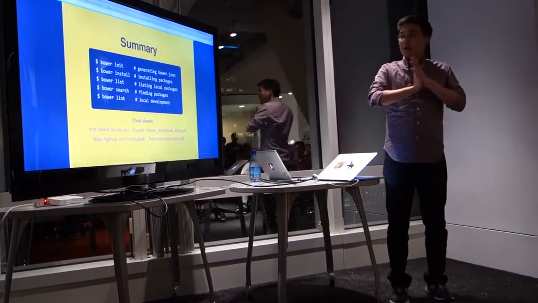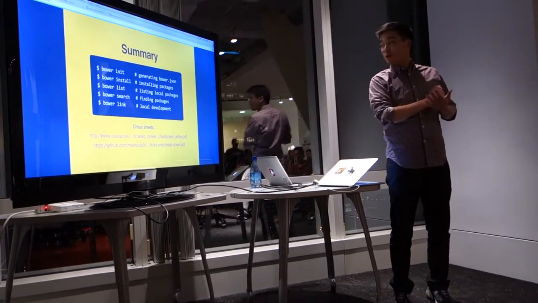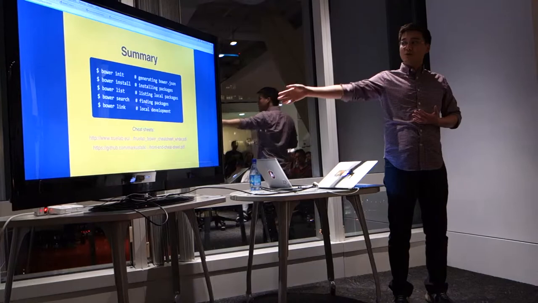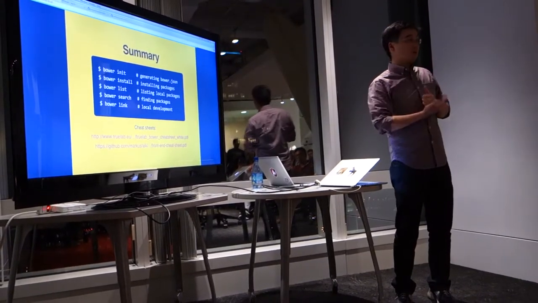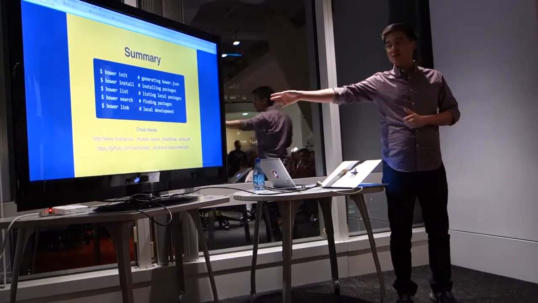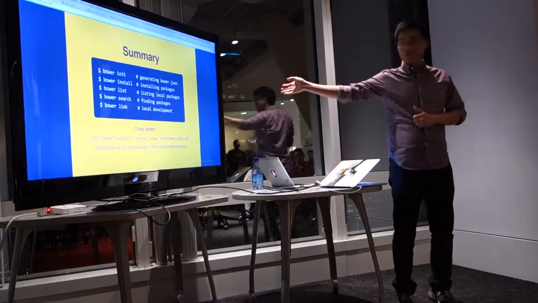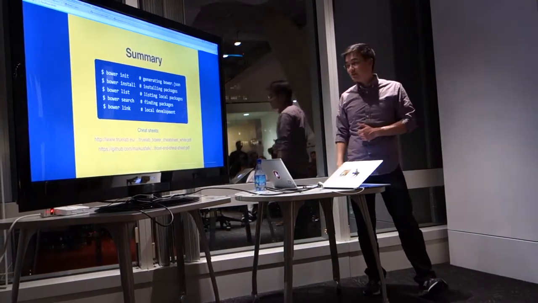So what we've talked about today: we've gone through the Bower init process, which generates your bower.json file, how to use Bower install to install your packages, how to list out the dependencies that you have installed in a current project, and how to search for things. I really don't recommend using Bower search. Just go to the website. And then how to use Bower link for local development.